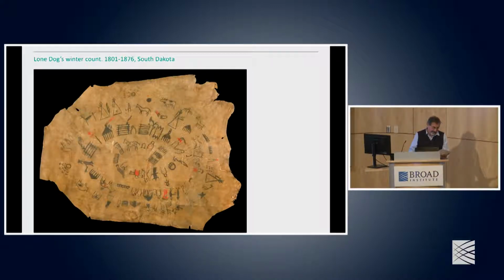The winter count tradition among the people of the North American plains was another way of representing time. This is Lone Dog's winter count painted on a buffalo robe. A year was recorded by designing a mnemonic pictogram to represent the significant events, and then organized in a spiral.